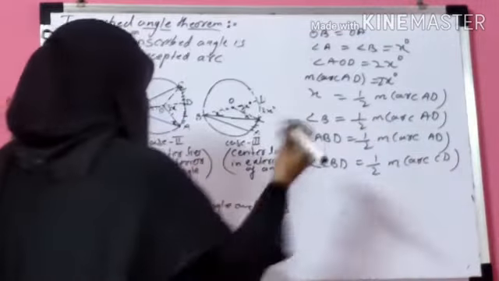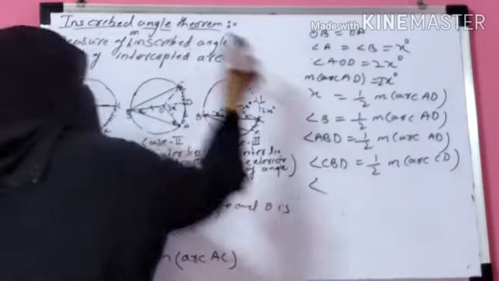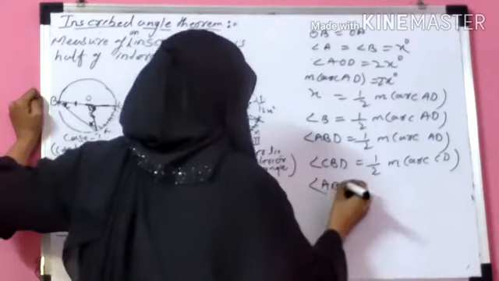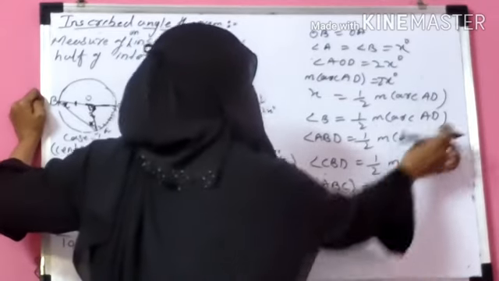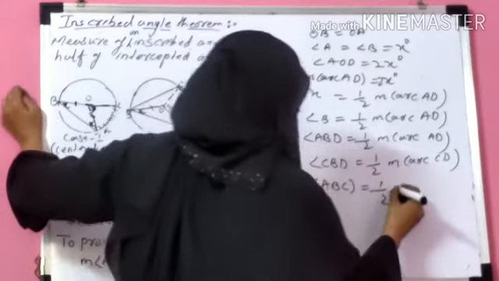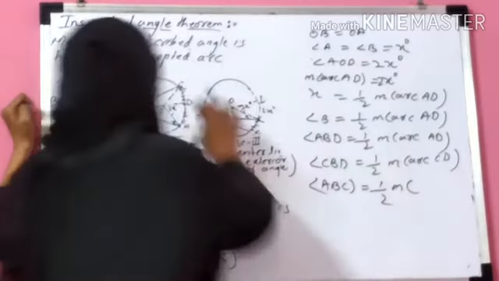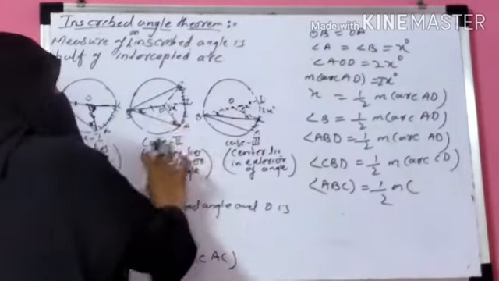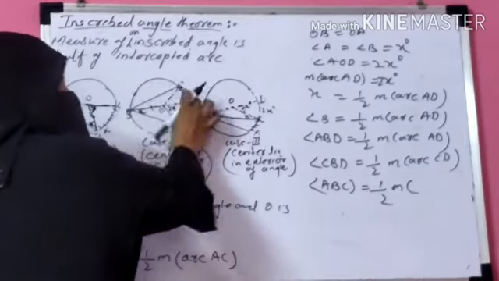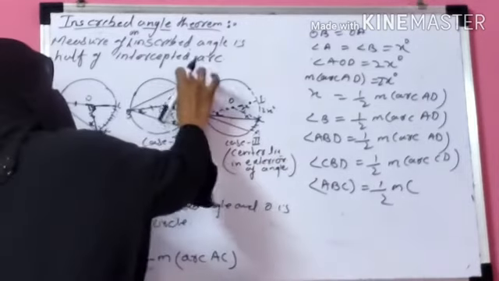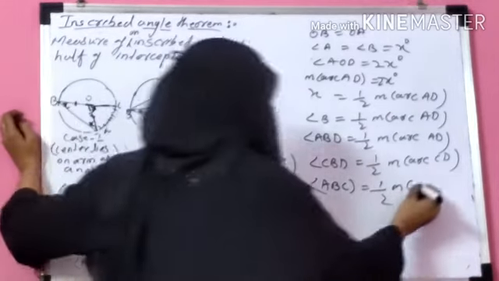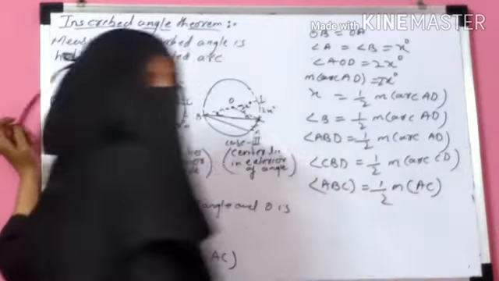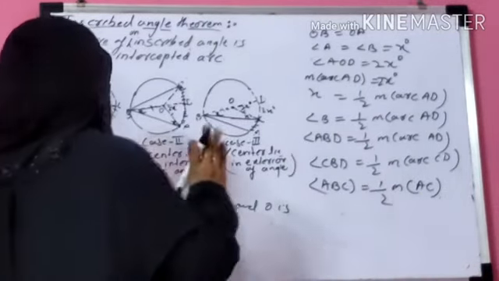So therefore your whole angle ABC is half of measure of AD plus CD, which is AC. Half of measure of arc AD, that means half of angle ABD plus angle CBD is half of measure of arc AD plus CD, you get AC. This is the second case.